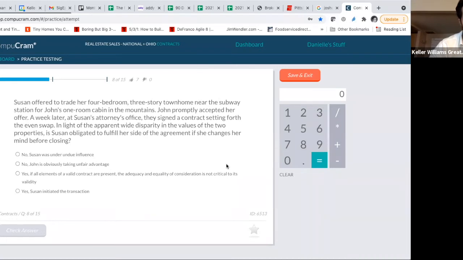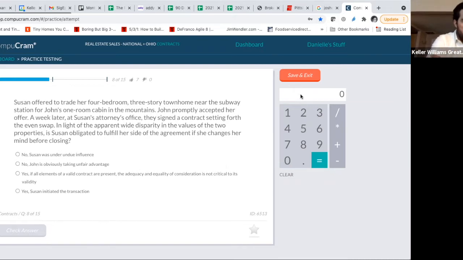All right. Susan offered to trade her 4-bedroom, 3-story townhome near the subway station for John's 1-room cabin in the mountains. John promptly accepted her offer. A week later, at Susan's attorney's office, they signed a contract setting forth the even swap. In light of the apparent wide disparity in the value of these two properties, is Susan obligated to fulfill her side of the agreement if she changes her mind before closing?